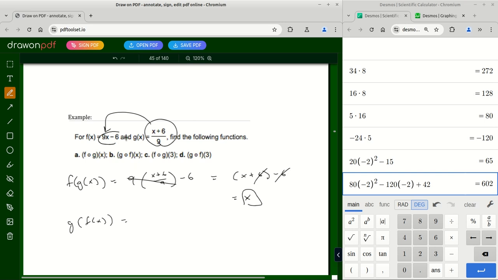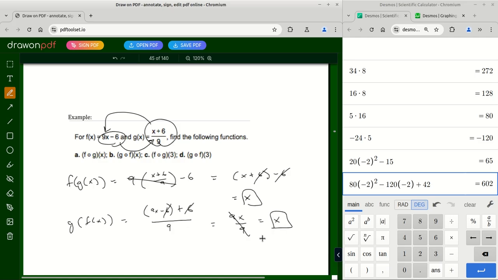And then I'm going to do it the same way. This goes in there. So I got blank plus 6 all over the 9. What goes inside here is the 9x minus 6. Notice it right here. 6's cancel. 9's cancel. You get an x.